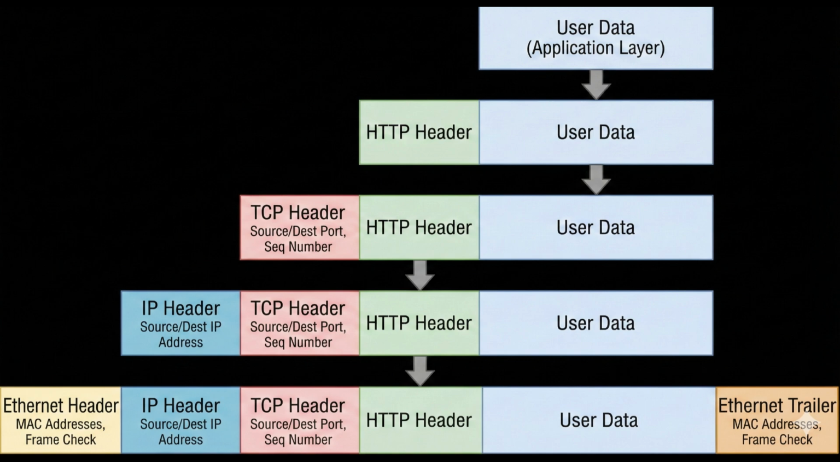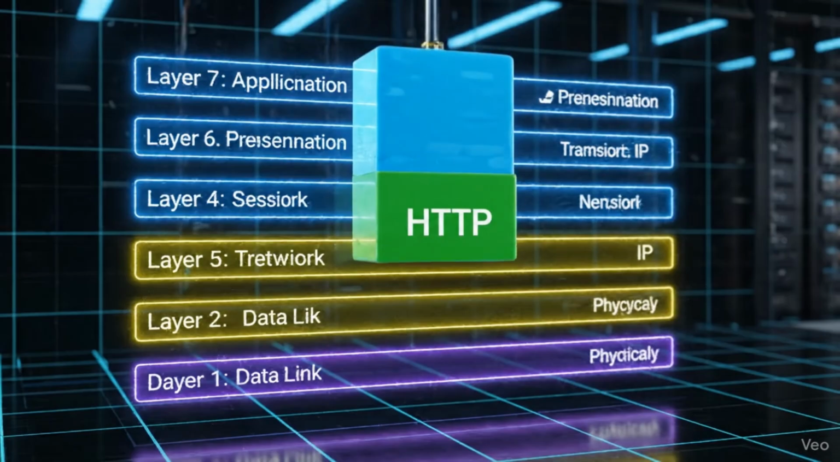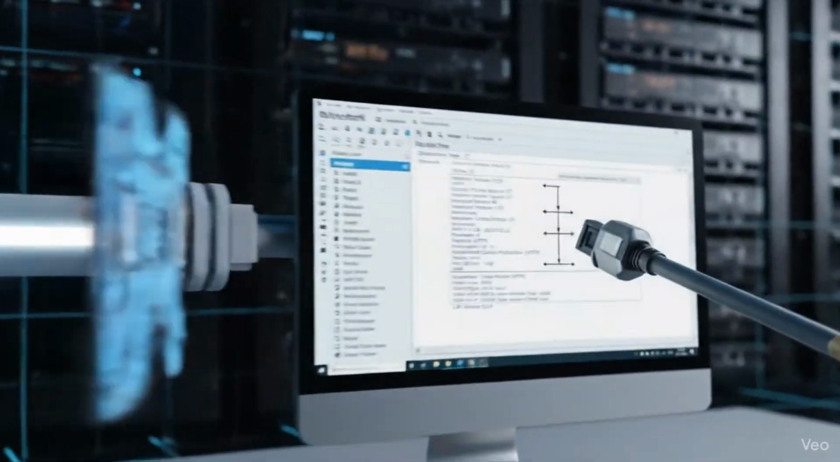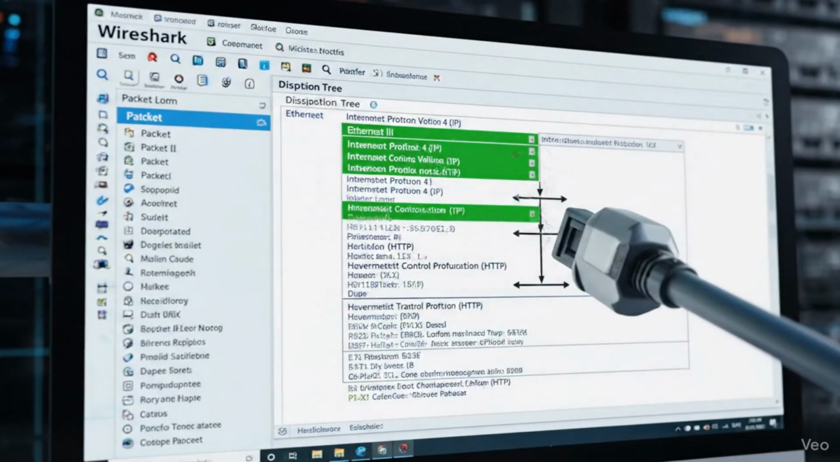This video is about that. As data moves through the OSI layers, it is encapsulated with protocol headers. We can then use Wireshark to sniff the network and analyze these packets in detail.